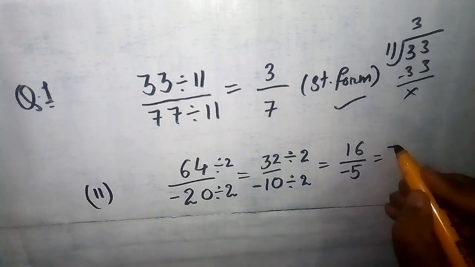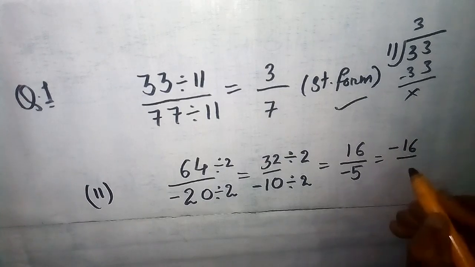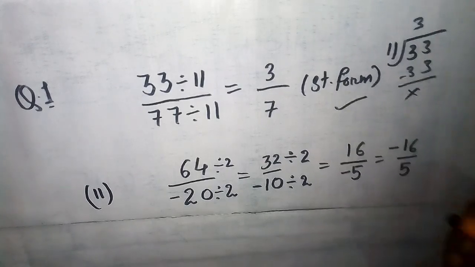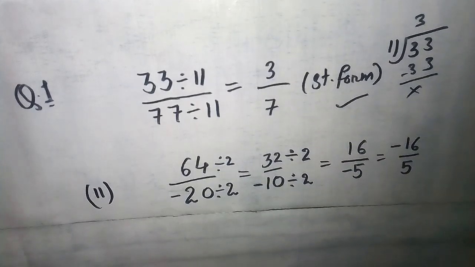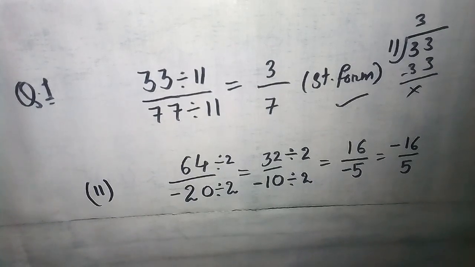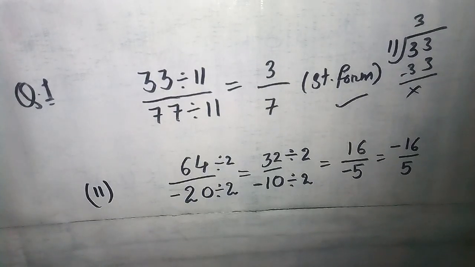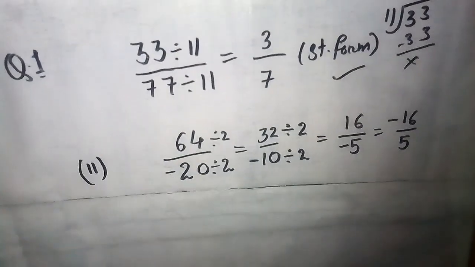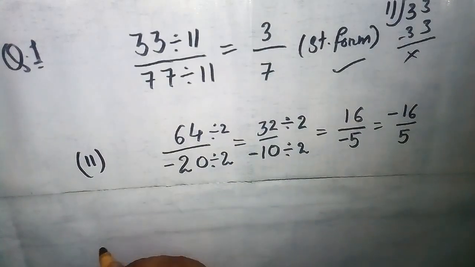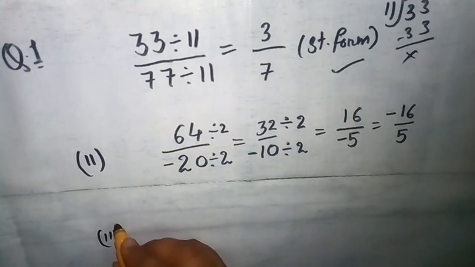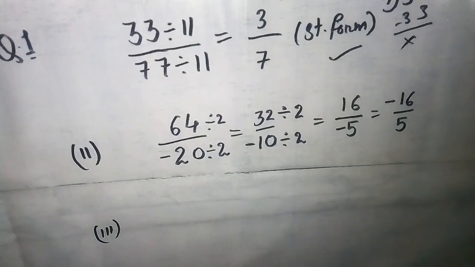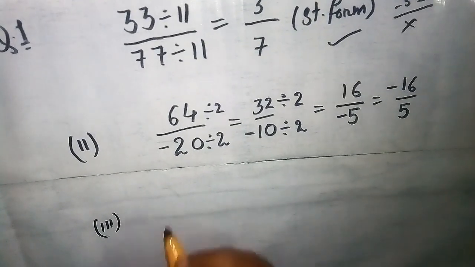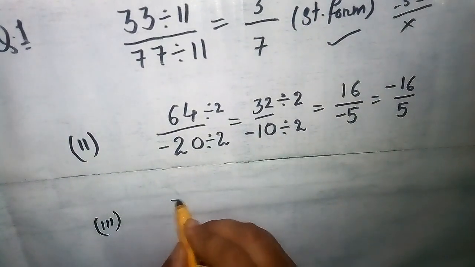Still it is not in standard form because denominator is not positive. So take negative to the numerator and your answer will be minus 16 upon 5. That is the required answer. Let us discuss one more part. If there is negative in both numerator and denominator, here I am using the most common form which mostly we are using in the questions.